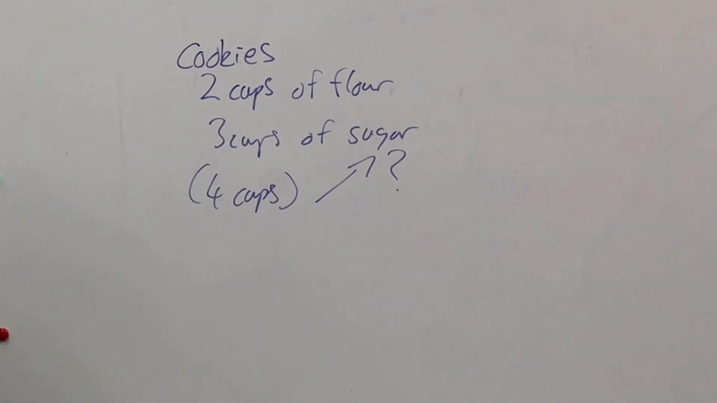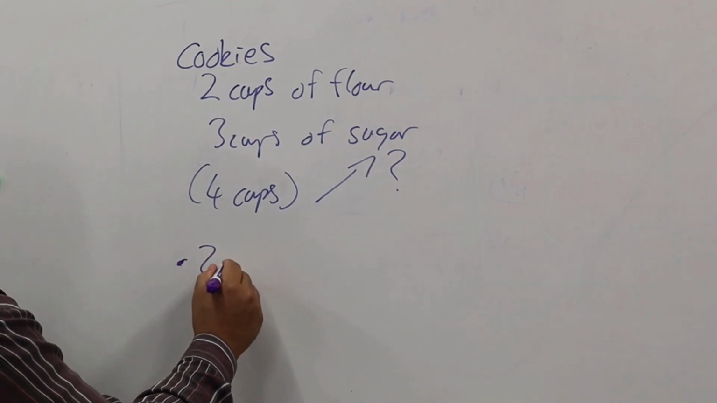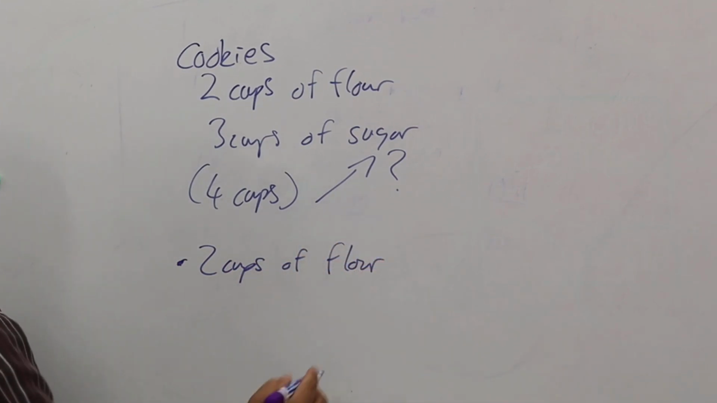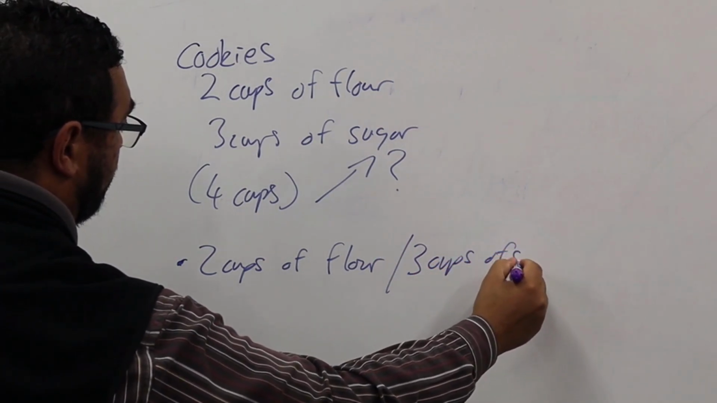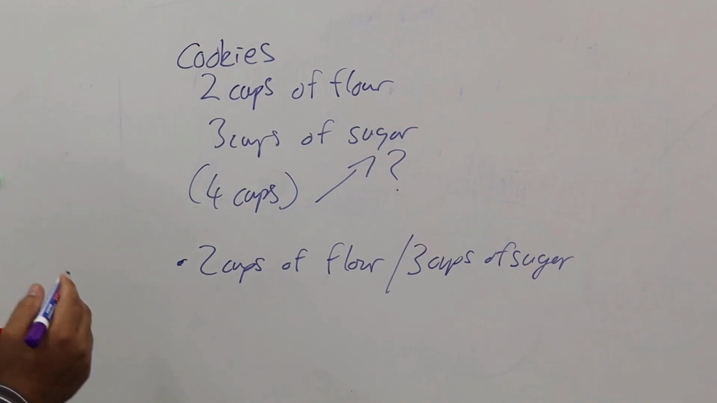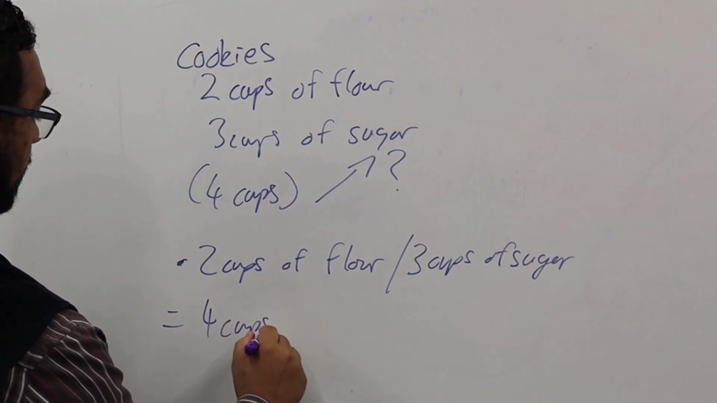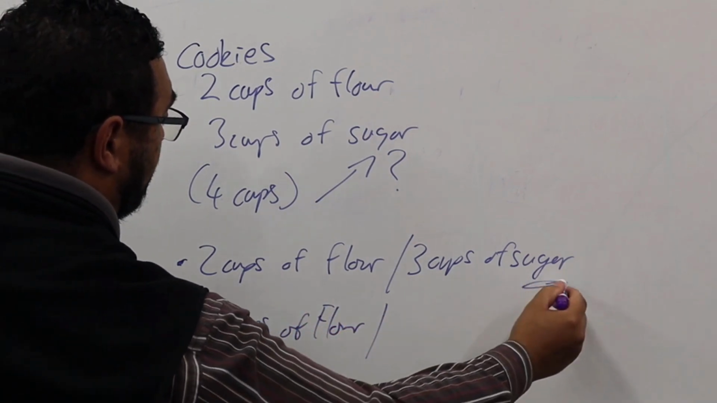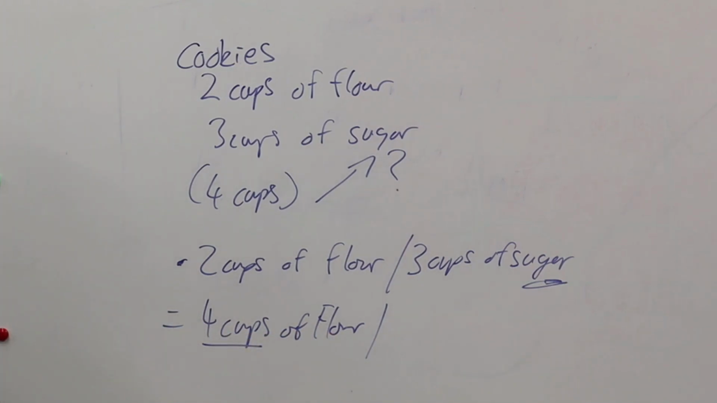The first step is to set up our proportion, right? So what have we got? We have 2 cups of flour. We have 3 cups of sugar. Now, we want that to equal 4 cups of flour. And what are we trying to find out? The amount of sugar that we need for our 4 cups.